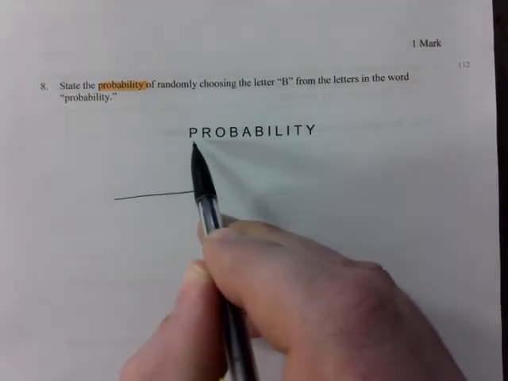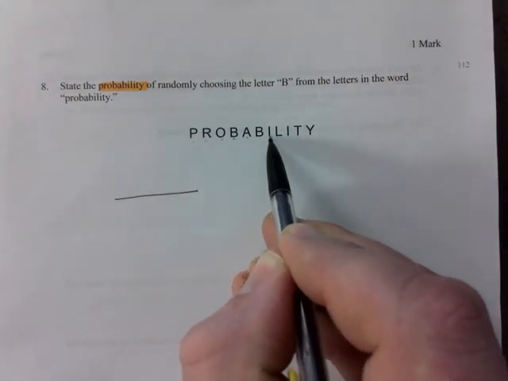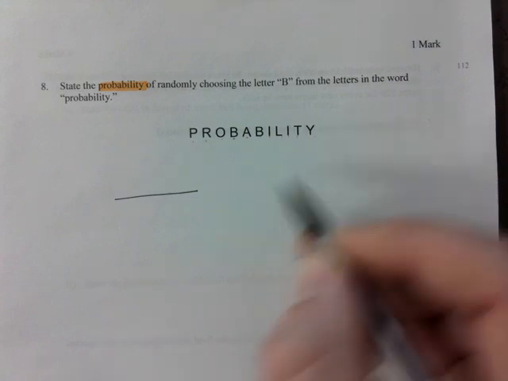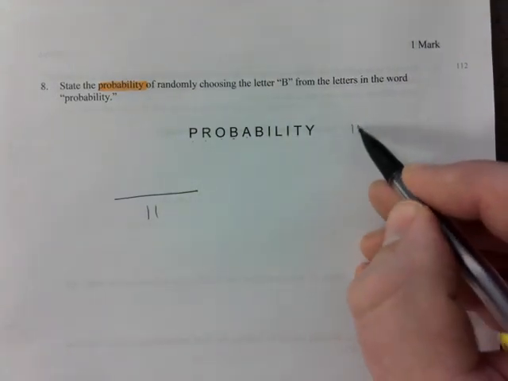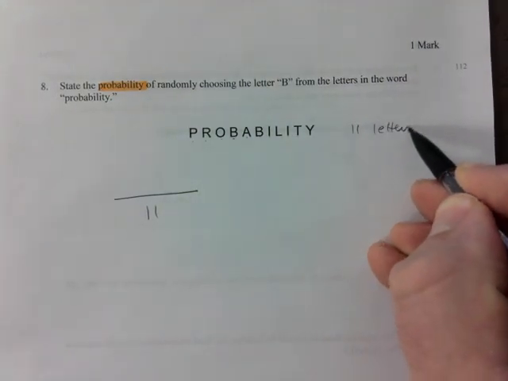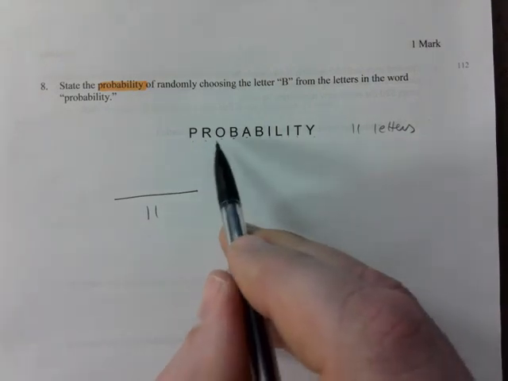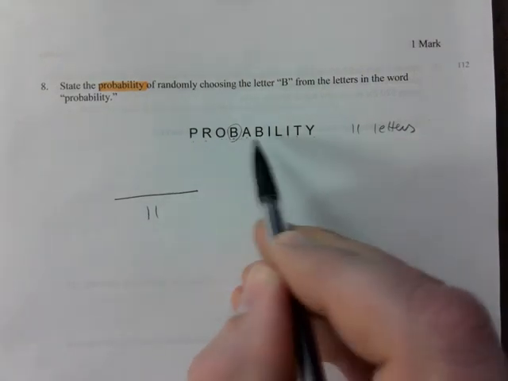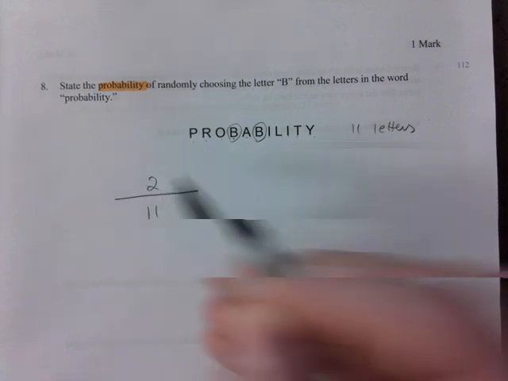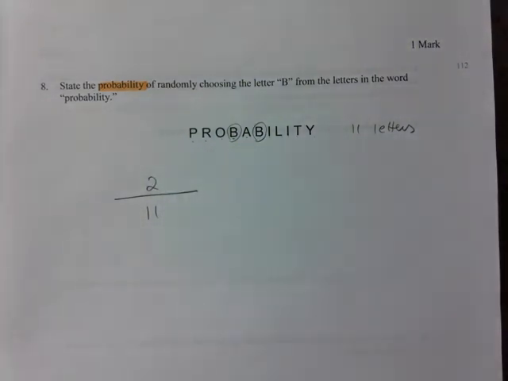So we have 1, 2, 3, 4, 5, 6, 7, 8, 9, 10, 11. 11 letters. And how many B's are there? 1, 2. There are 2. That's it, 2 out of 11. Move on. That took probably a second. 3 seconds to answer that one. Okay, next.